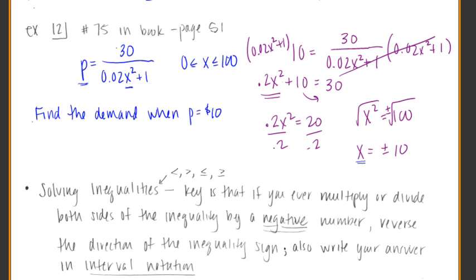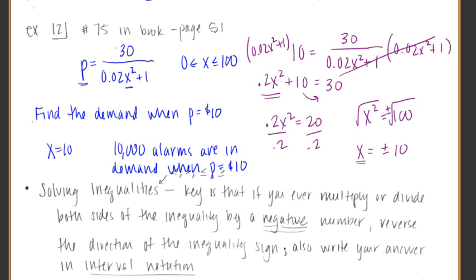Let's think about that for 2 seconds. Can I ever produce a negative amount of smoke alarms? Not so much. So in this real world problem, we can just say x is equal to 10. Or in this case, because we are specifically talking about thousands, you can say 10,000 alarms are in demand when P is equal to $10. Just like that. As I said, our x's are always in terms of thousands. All right, so let's go on to the next topic.